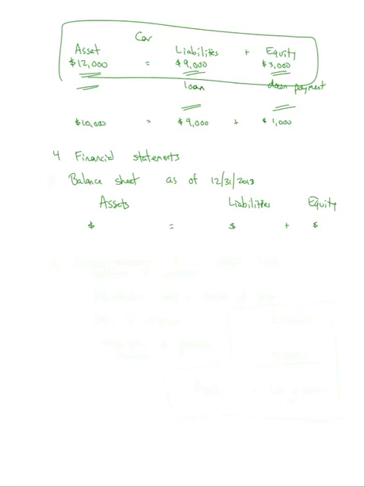What it doesn't tell you, though, is anything that happened over a particular period of time, over a year, a month, a quarter, whatever it might be. So we have a variety of other financial statements, 3 others, that tell us what happened over a particular period of time. We talked about operating activities. Operating activities are reported in what is called an income statement.